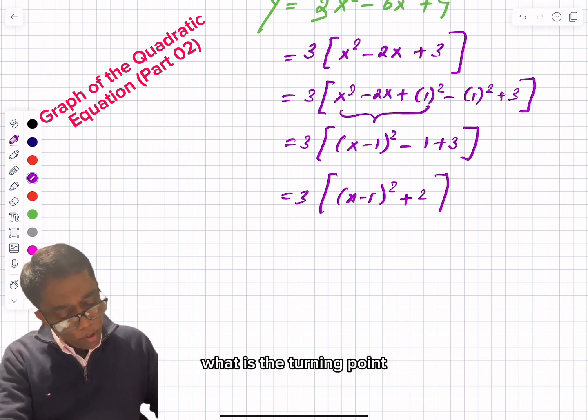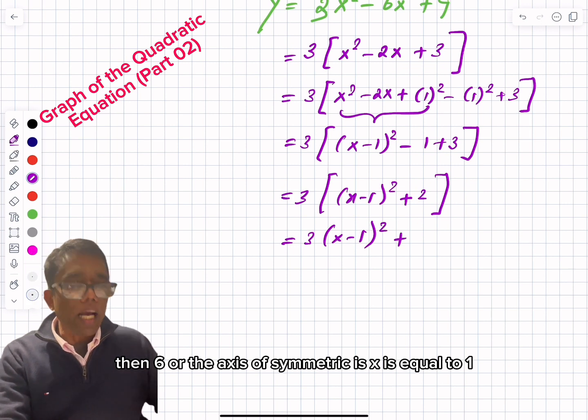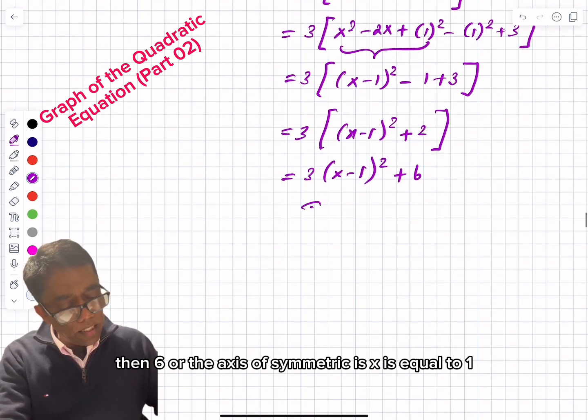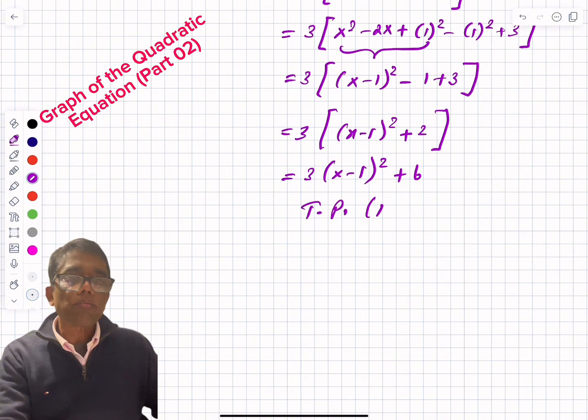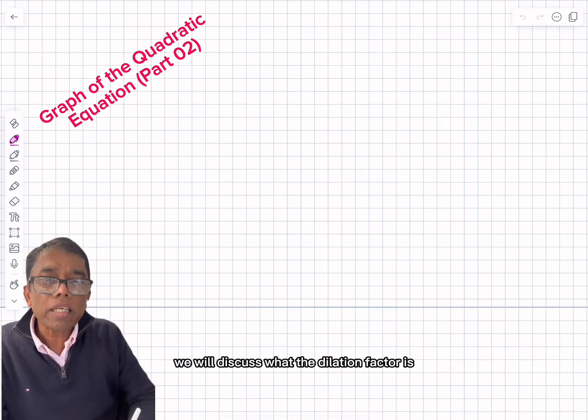What is the turning point? The turning point is 1 and 6, and the axis of symmetry is x is equal to 1. This is the axis of symmetry. We will discuss what the dilation factor is.